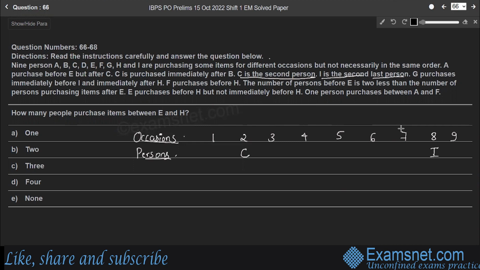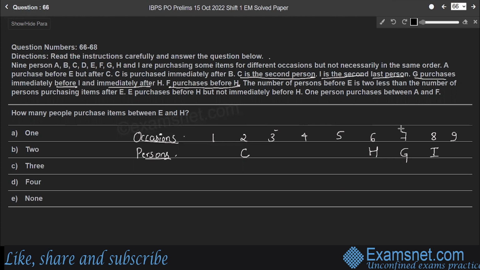And the next point, G purchases immediately before I. Therefore, G is the 7th person and immediately after H, so H is the 6th person. Now the next point is F purchases before H. That means position of F can be 3rd, 4th, 5th or even 1.